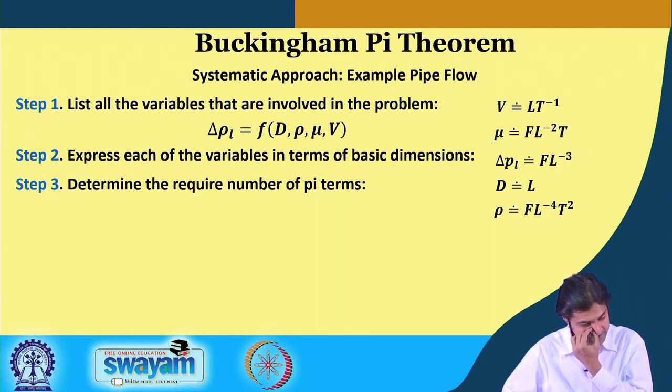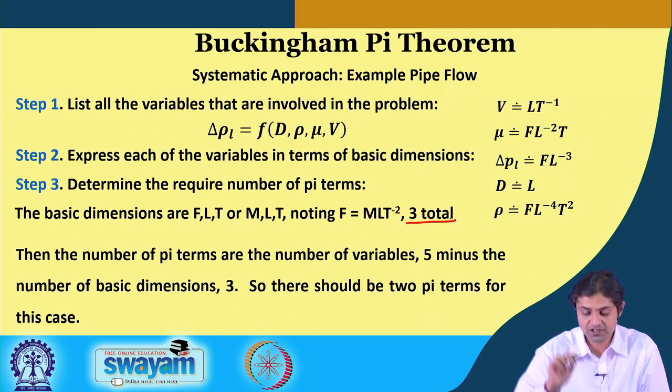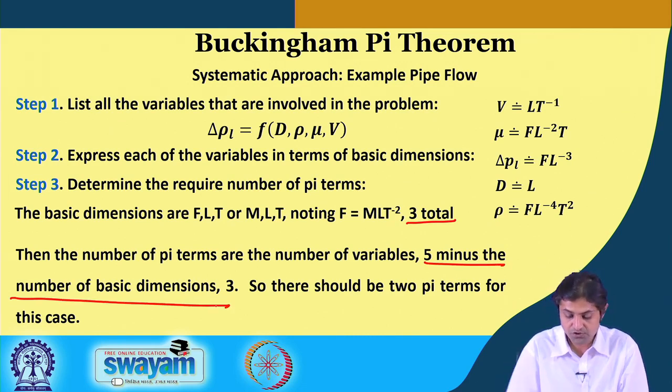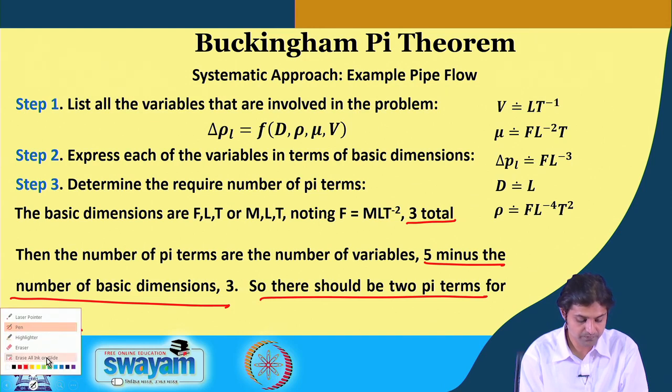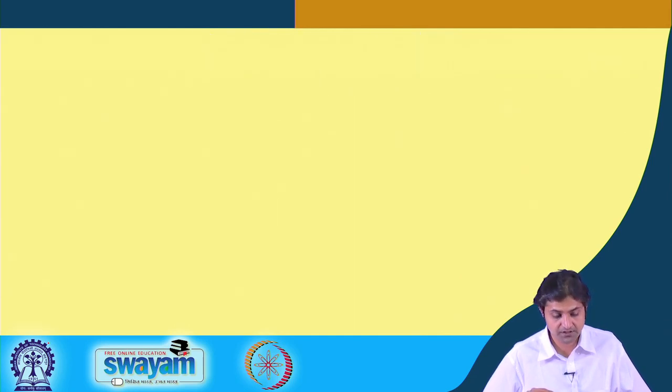So, step 3 says determine the required number of pi terms. In this particular case, the basic dimensions are F, L, T. So, that means basic dimensions are 3 total, same thing I have written before. Then the number of pi terms is the number of variables 5 minus the number of basic dimensions 3. So, there should be 2 pi terms for this case. We have already written it and seen it. All right. So, 3 steps we have done. First step was writing all the variables, second writing their dimensions, and third determining the number of pi terms. These form the very crucial first 3 steps.